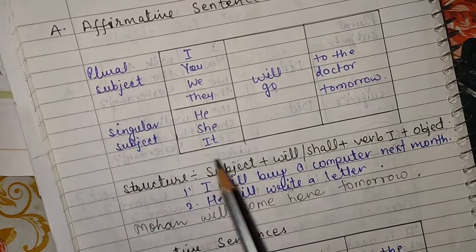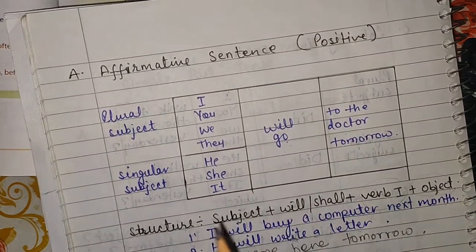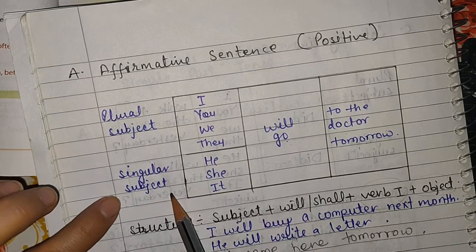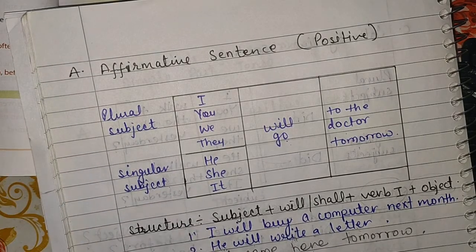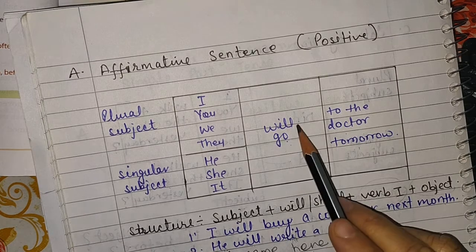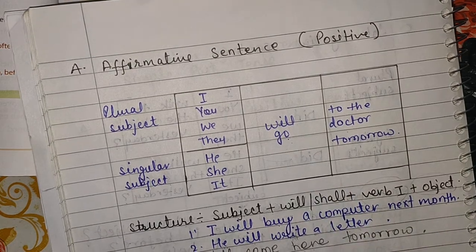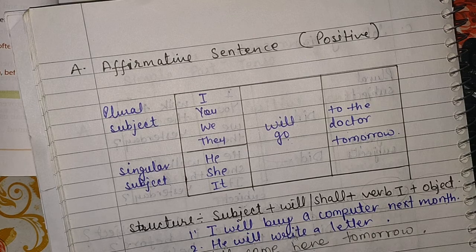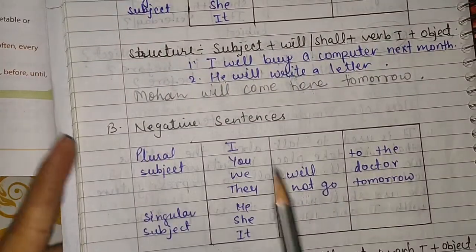For example, you can see now one thing more. You will use will with plural subject also and singular subject also. Here also you don't need to take care of whether the subject is singular or plural. With the singular subject or plural subject, with both the subjects, we use will. But if you want to use shall, you will use shall if the subject is I or we. Okay.